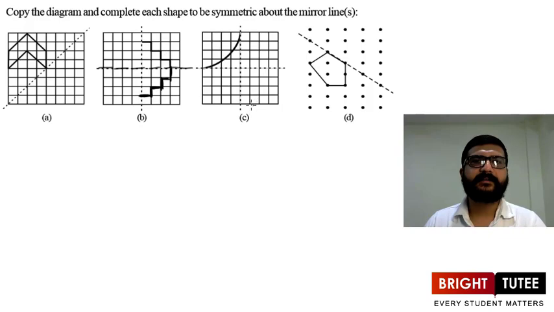Similarly, for the third one, we can have an arc like this, but this we have to draw exactly by folding the paper. Similarly, for the others also we can do by folding the paper. By doing the activity, it will be more clear how we can draw or complete these figures or shapes to get this dotted line as a line of symmetry. Now let's move to the next question.